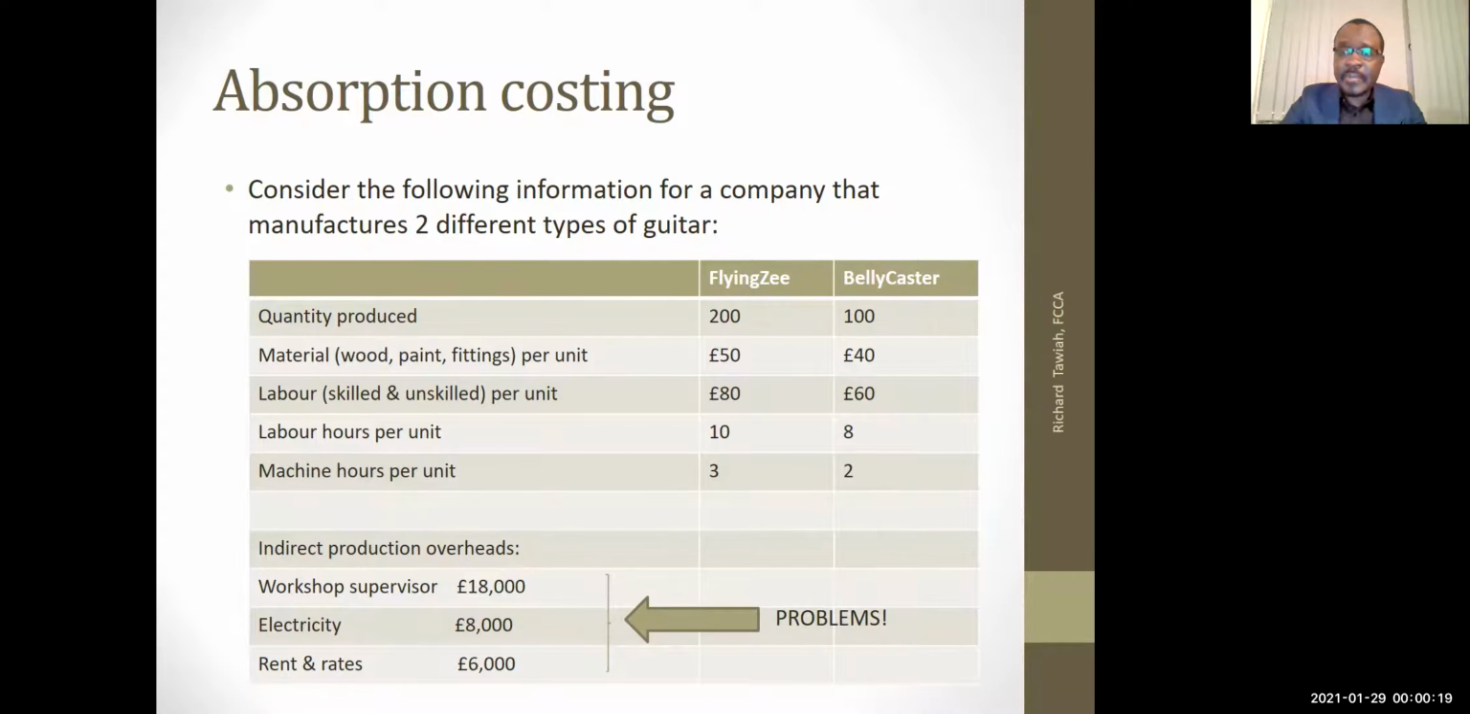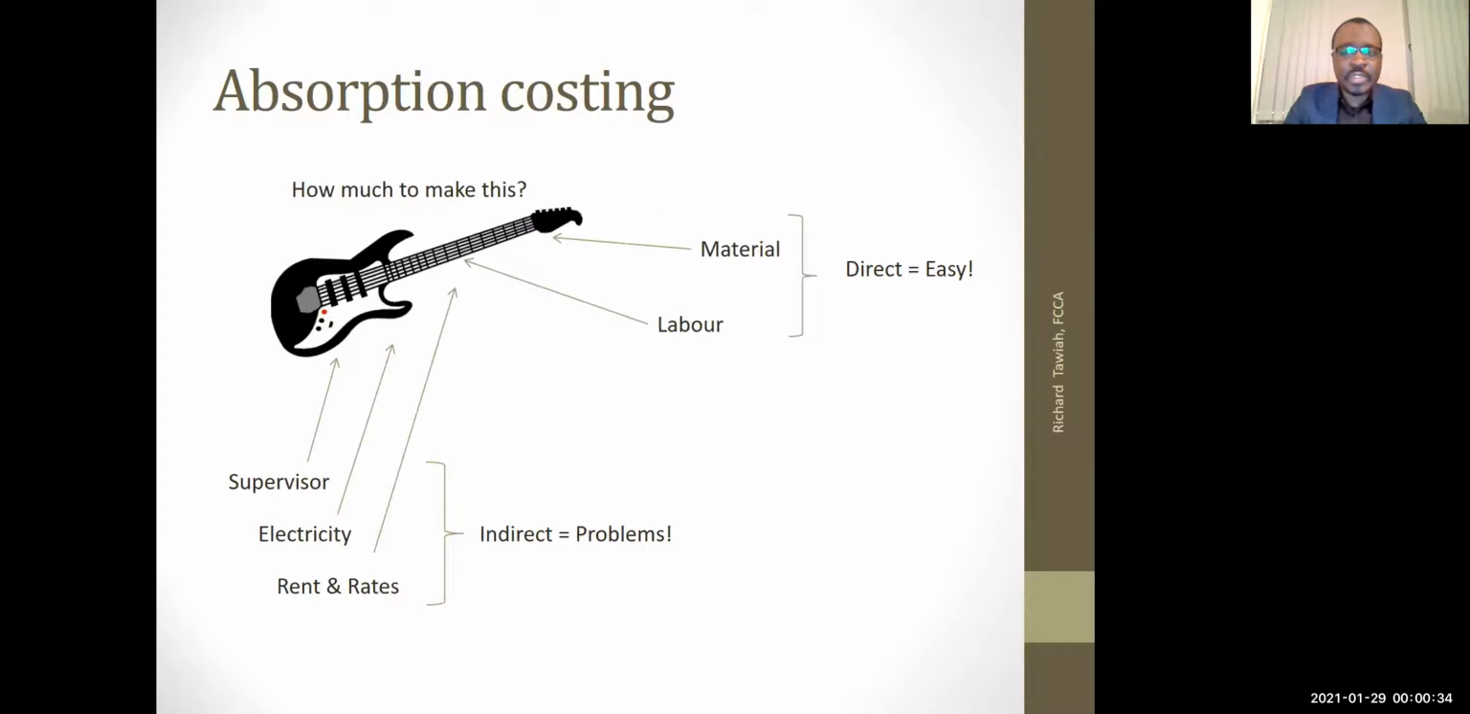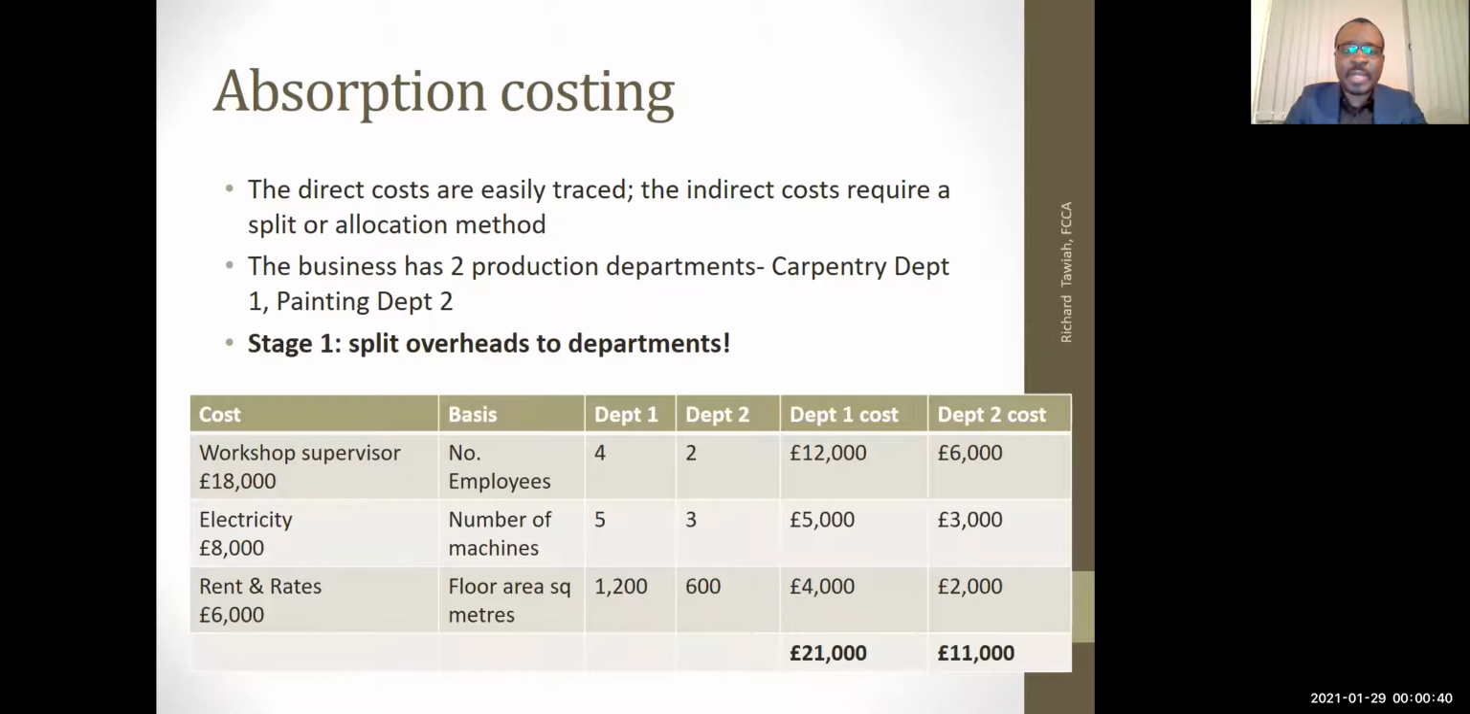Workshop supervisor, electricity, rent and rates for the two different lines of products. So this one is not one line of product, but two. Therefore, we need to do a little calculation, not so complex, very easy. Let's look at it. For all the direct costs, easy, allocate them. What about the indirect? That's where the problem comes in.